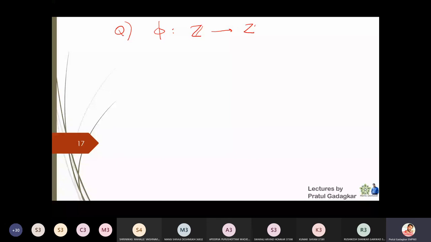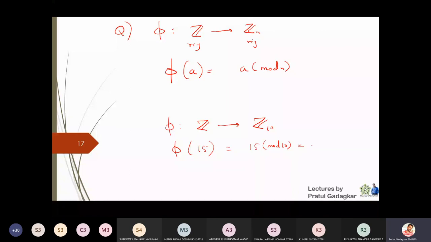So this is the ring, this is also a ring, and what is the function that I'm defining? Phi of a is equal to a modulo n. I hope you are understanding that if I take phi from Z to Z10, what is phi of 15 here? Phi of 15 is 15 modulo 10. What is 15 modulo 10? 15 modulo 10 means 5. So this function sends 15 to 5 bar.